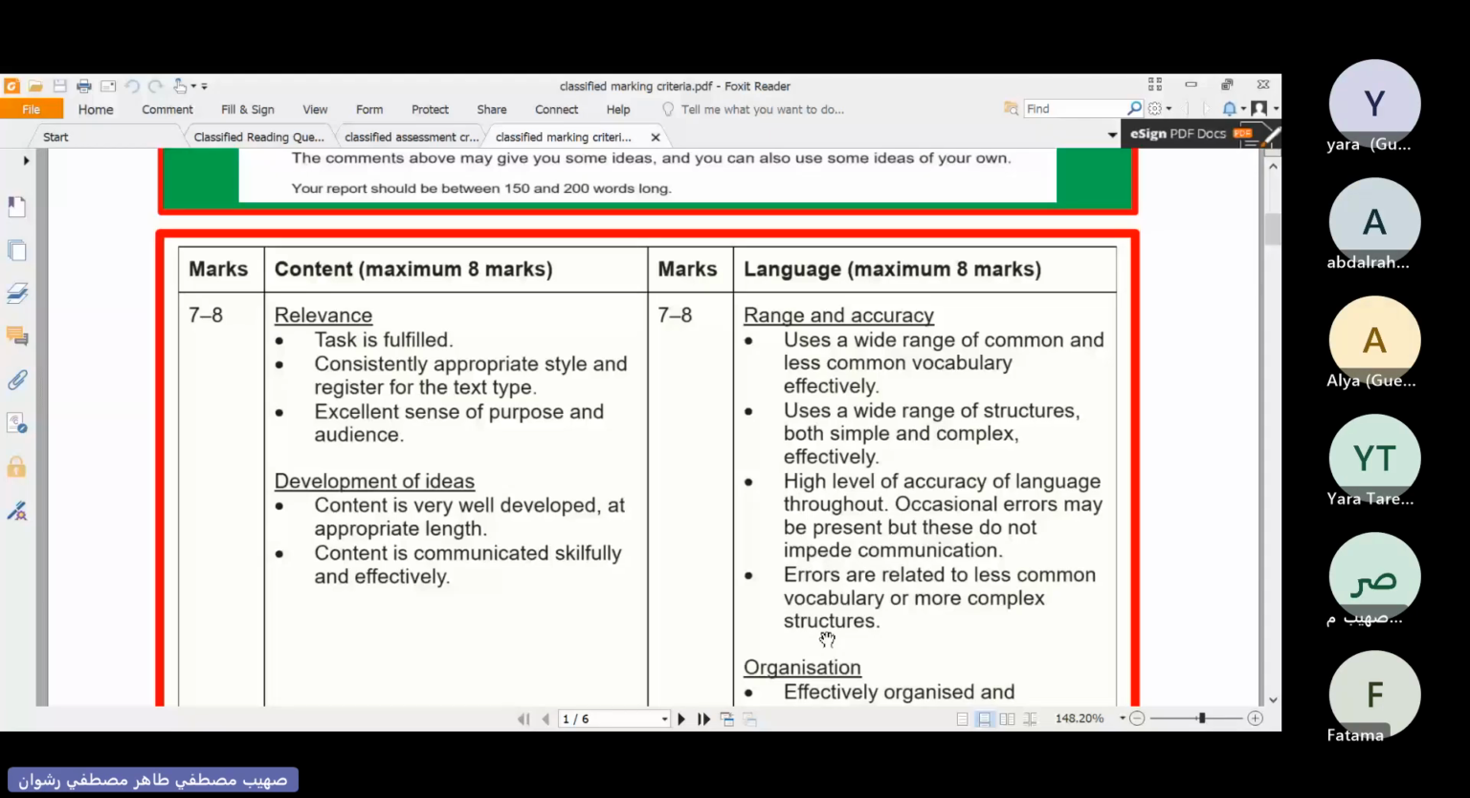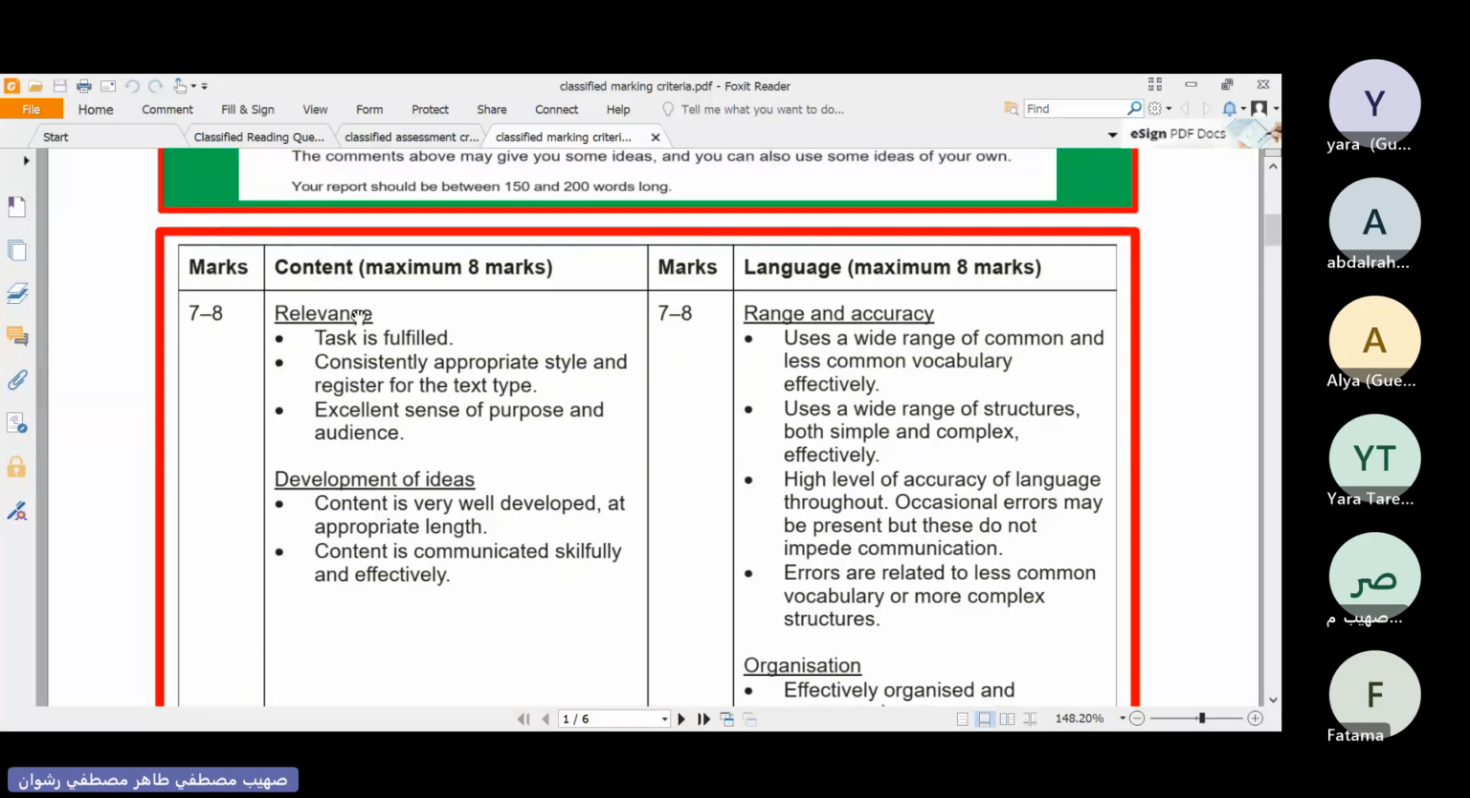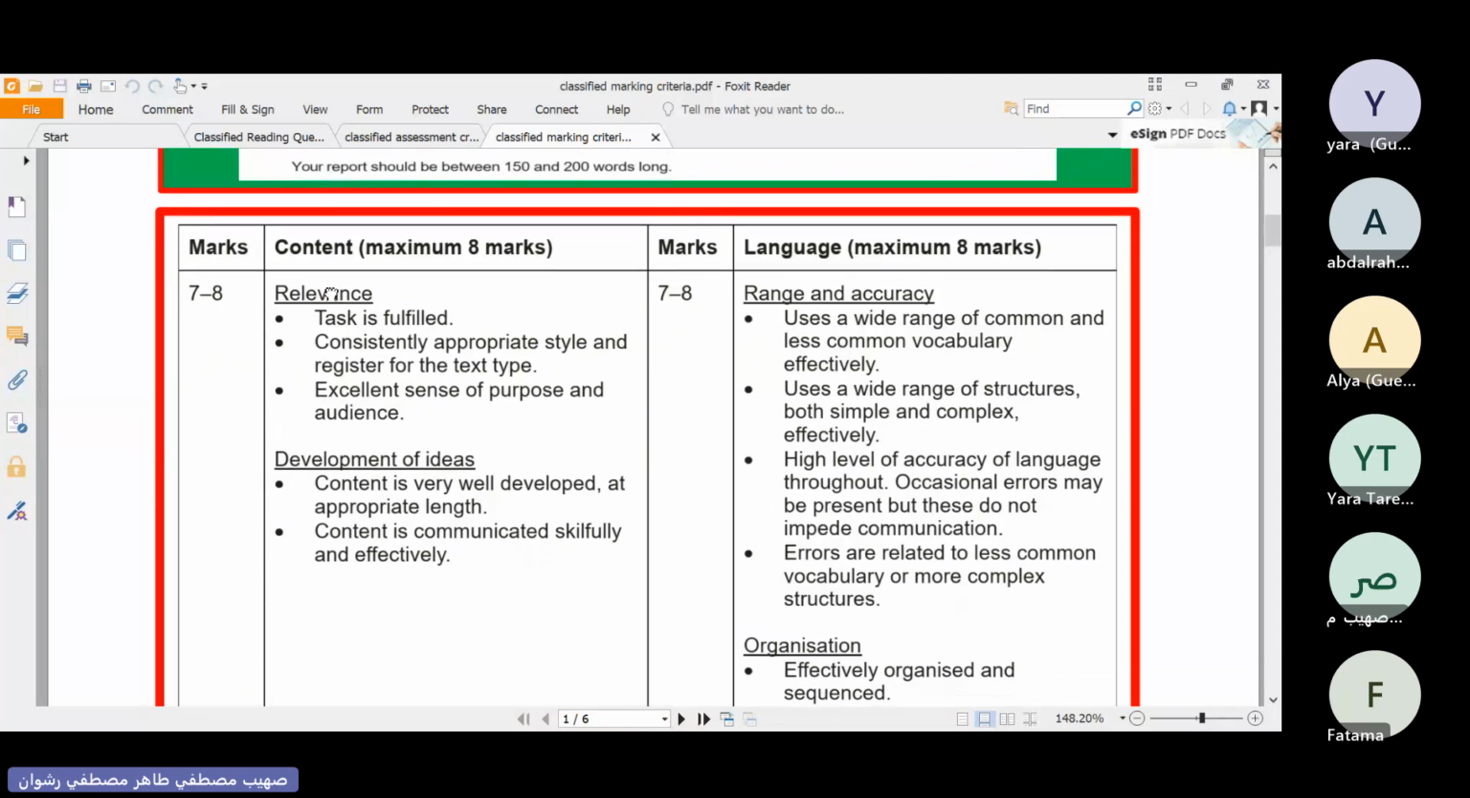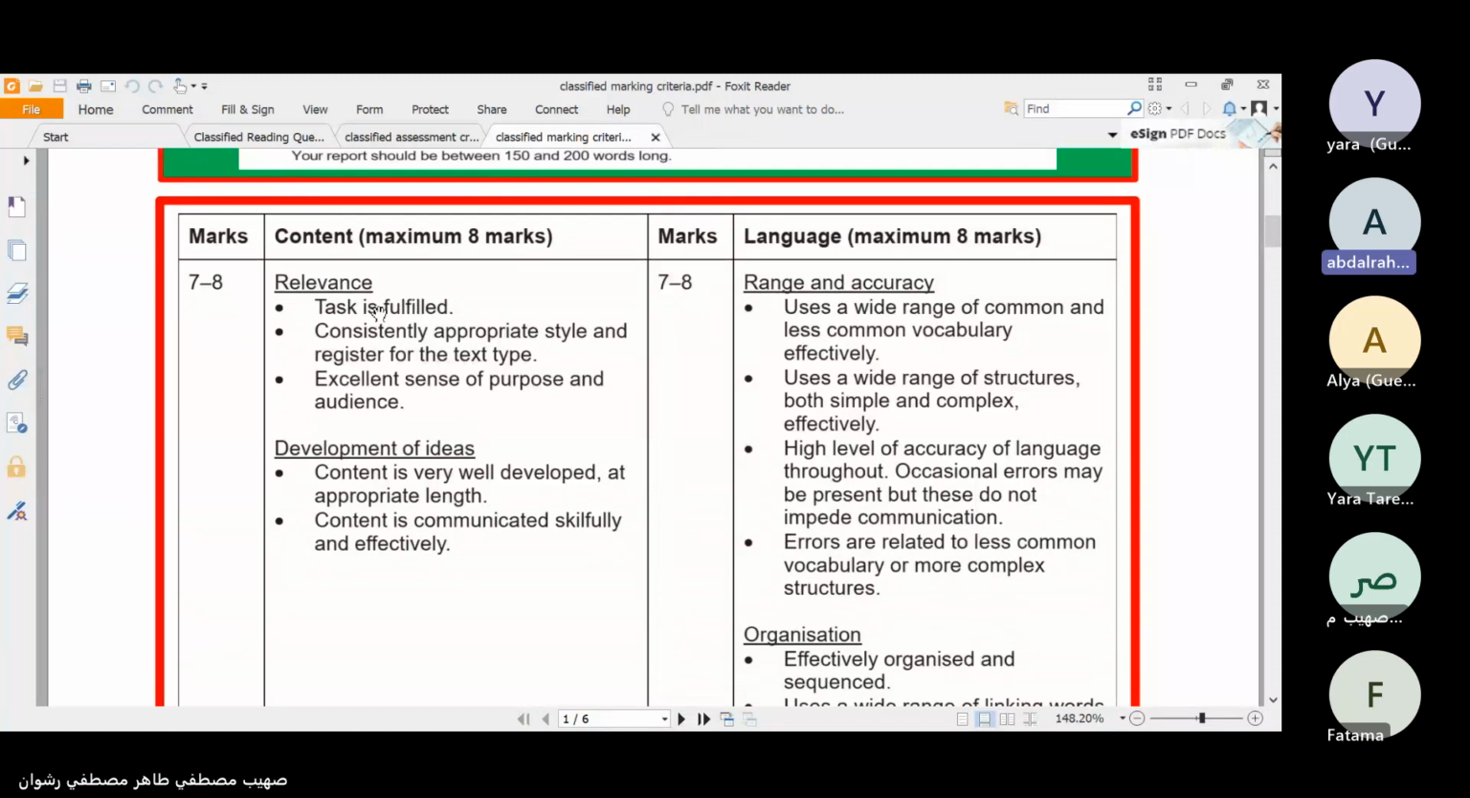This page is taken from your mark scheme. Okay, here are the requirements. Finally, before we leave, Abdurrahman, read please. This is in terms of relevance. Yalla, Abdurrahman. Task is fulfilled consistently, appropriate style and register for the text type, excellent sense of purpose and audience. Content is very developed.